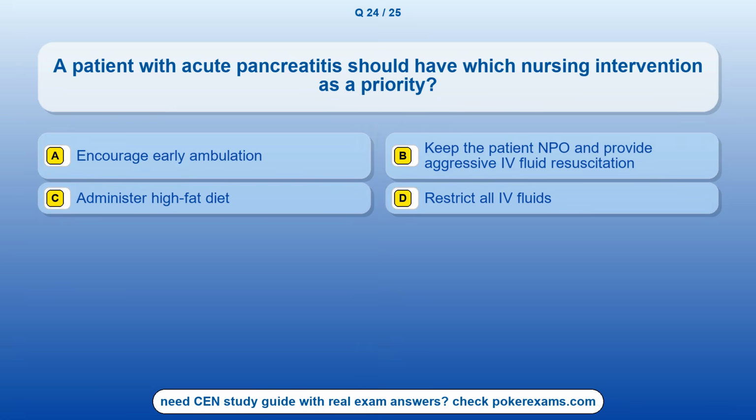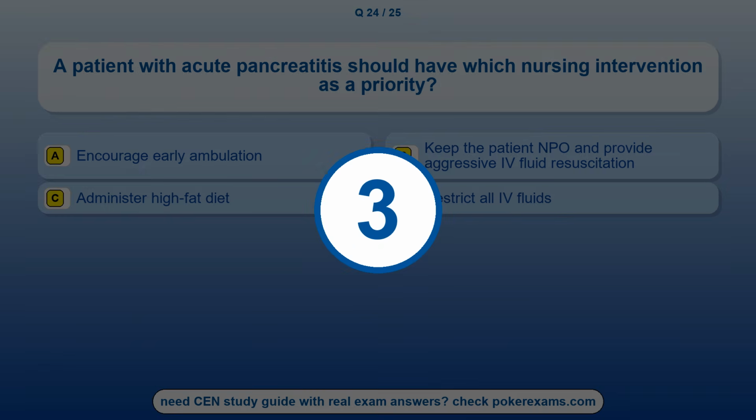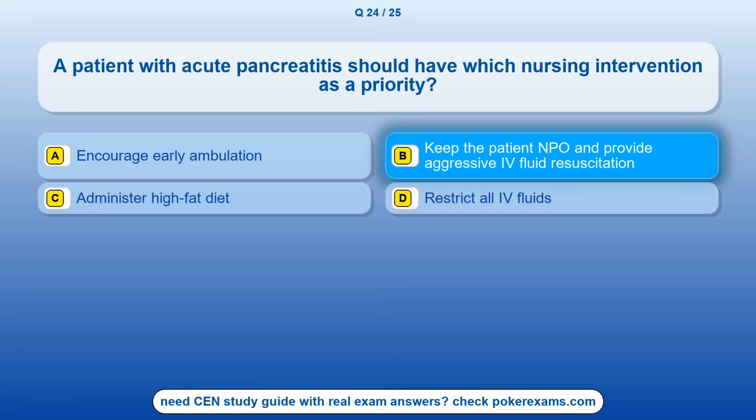Question 24. A patient with acute pancreatitis should have which nursing intervention as a priority? Option A, encourage early ambulation. Option B, keep the patient NPO and provide aggressive fluid resuscitation. Option C, administer high-fat diet. Option D, restrict all fluids. The correct answer is option B, keep the patient NPO and provide aggressive fluid resuscitation.